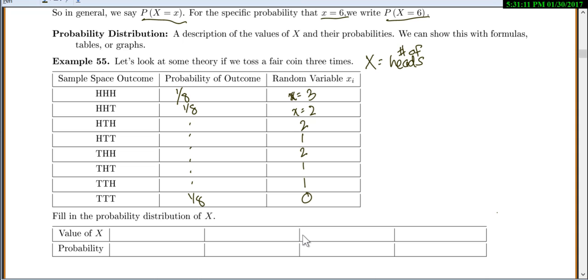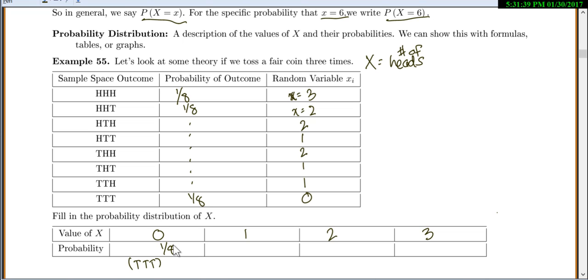So when we fill out this nice little probability distribution, I ask, what are my possible values of x? I could have a 0, a 1, a 2, or a 3. If I wanted to get 0 heads, the only way is tail, tail, tail, and the probability of tail, tail, tail is 1/8.